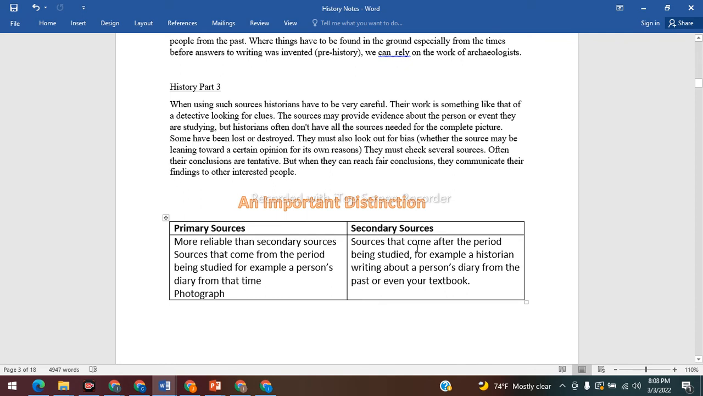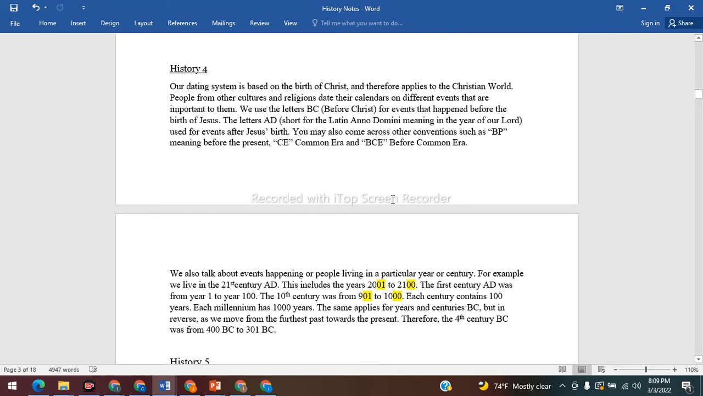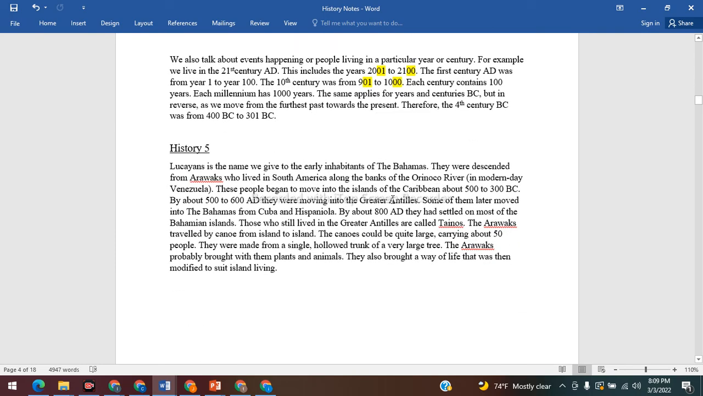Primary sources versus secondary sources. Primary sources are those that come from the period. Those are the sources that we consider to be most reliable, because they come from the actual period itself. Then secondary sources are like someone writing about a period that happened back when, like a textbook or a book. And then we talked about the differences between BC, AD, and stuff like that. Then we began our journey about the Arawaks.